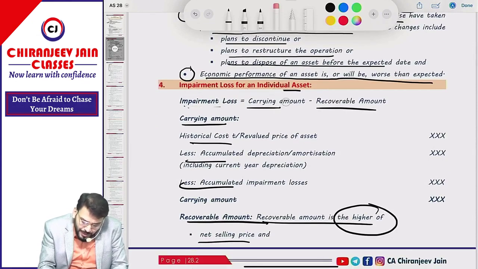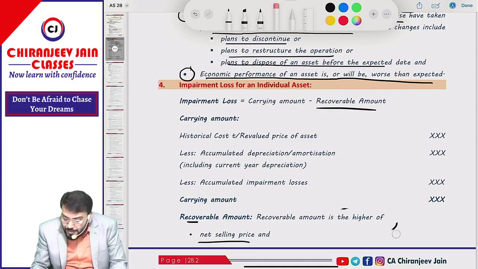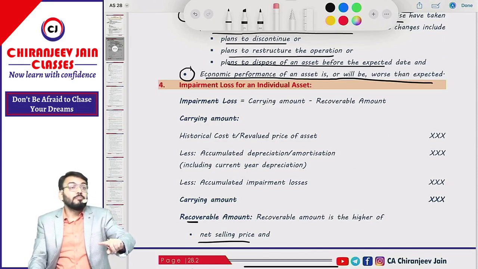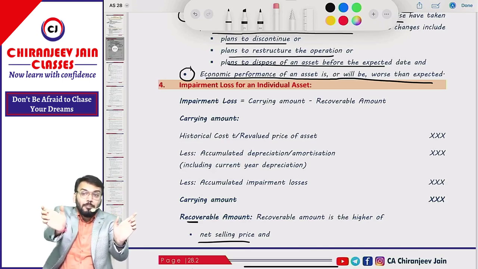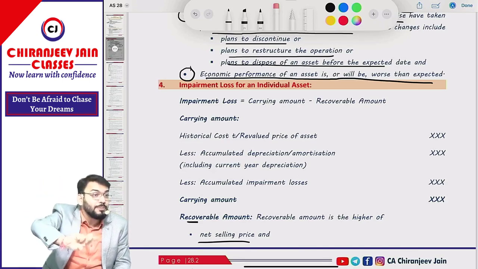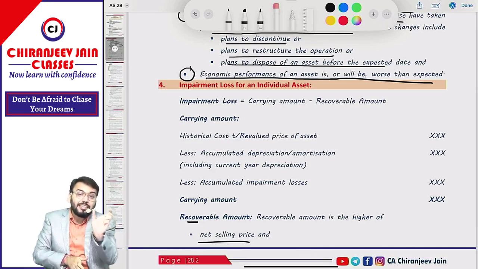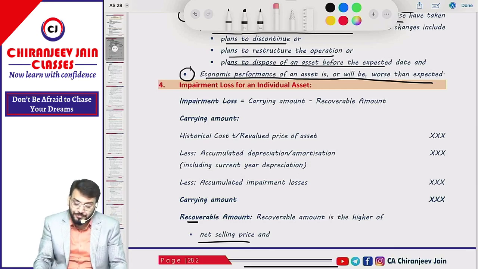The formula I have already explained. So can I say whenever there is an indicator, we need to perform impairment testing. Performing impairment testing means we need to compare carrying amount with recoverable amount. It means we need to estimate the recoverable amount. Then only we can compare carrying amount and recoverable amount. So the formula becomes: carrying amount minus recoverable amount is equal to impairment loss.